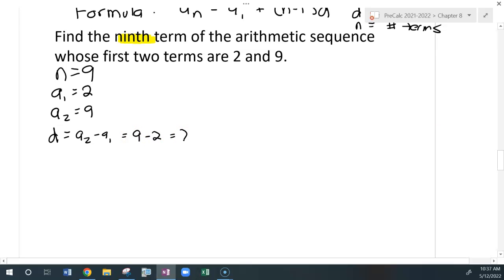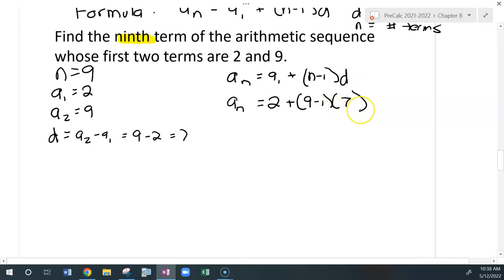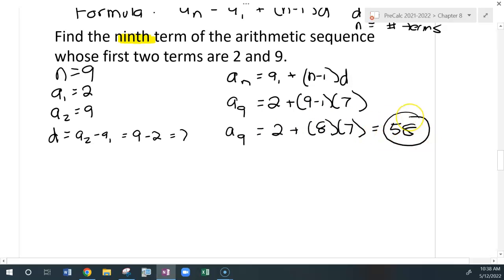Now I have everything I need using the formula to write my expression. a sub n equals a sub 1 plus n minus 1 times d. Just plug in what you know. So a sub n is going to be 2 plus 9 minus 1 times 7. And in this case, we're looking for the 9th term, so I'm just going to put a 9 in there. So a sub 9 is going to be 2 plus 8 times 7, and you get 58.